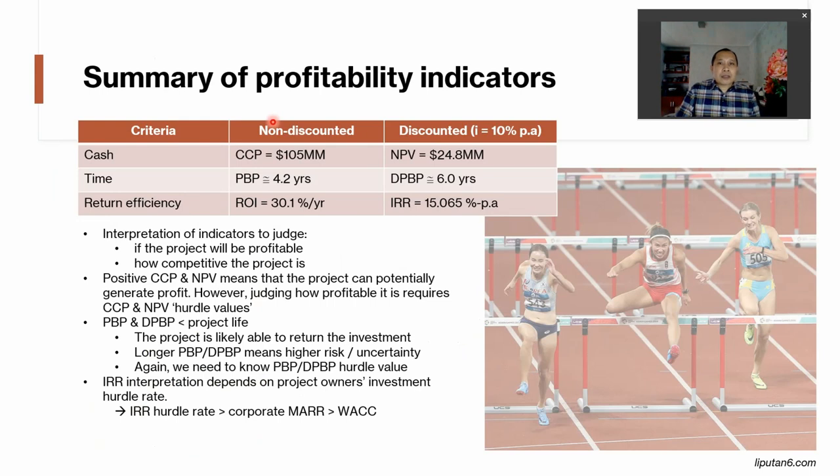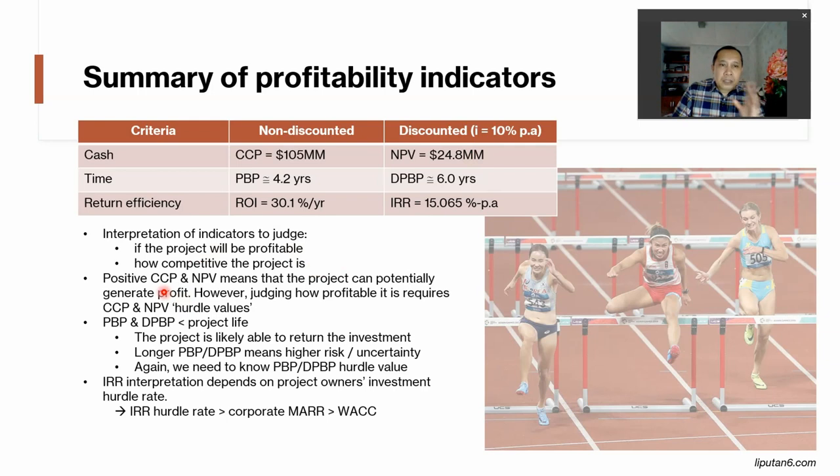So to summarize our profitability analysis, these are the profitability indicators. These ones are the non-discounted indicators, and these ones are the discounted indicators at 10% per annum interest rate. So you have to include what value of interest rate that you're using to arrive at these numbers. These profitability indicators are used to judge if the project will be profitable at all, and if they're profitable, we can also judge how competitive the project is.